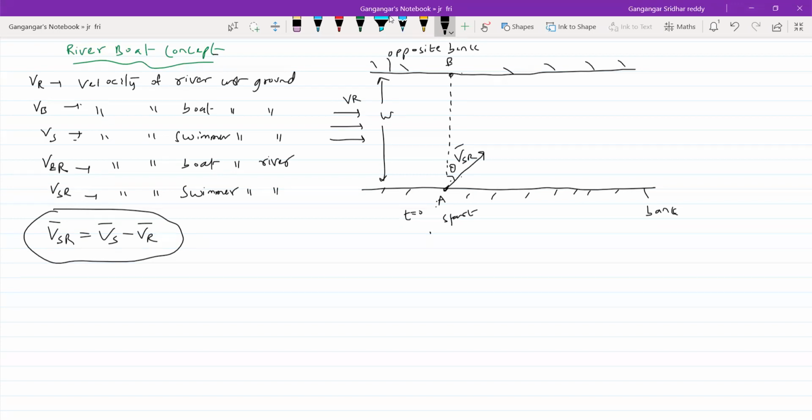What about velocity of swimmer with respect to ground? Here the river current will push him. So the resultant velocity will be somewhere here. This is what VS is.